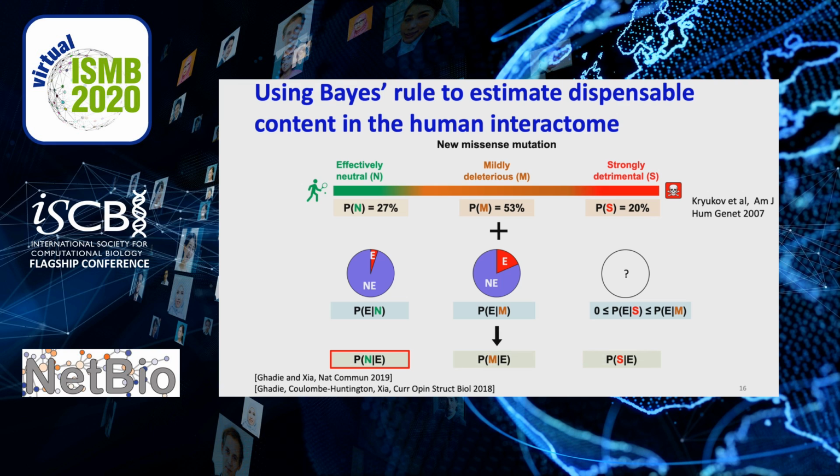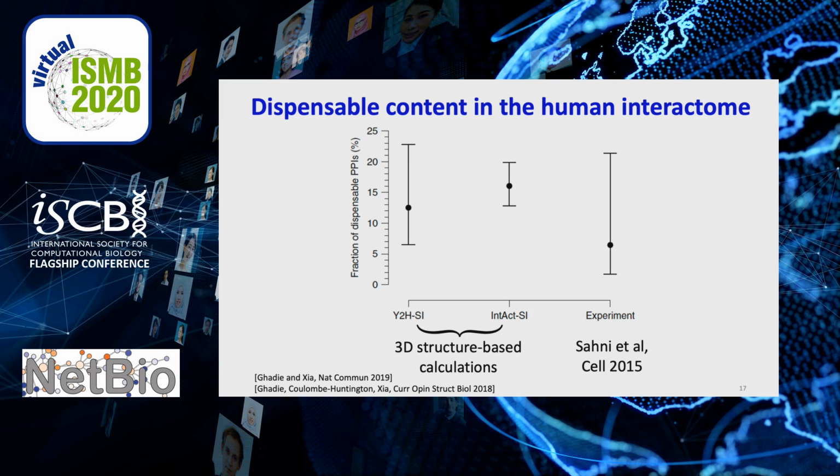Now that we have everything, we use the Bayes rule to calculate the probability of edgetic mutations to be neutral, P of N given E. This then gives us the dispensable content in the human interactome. Using this approach, we estimate that about 12% of the Y2H structural interactome is completely dispensable, and about 16% of the Interactome3D structural interactome is completely dispensable.